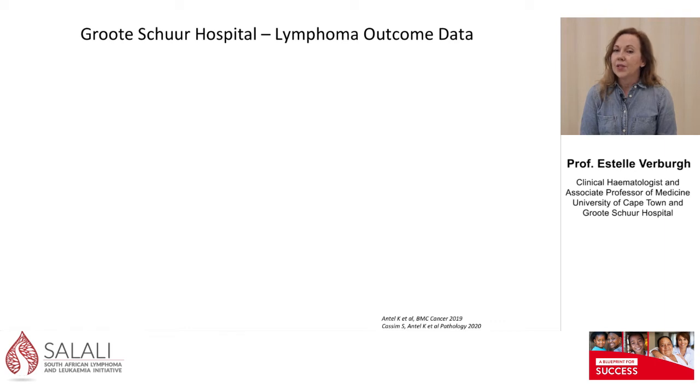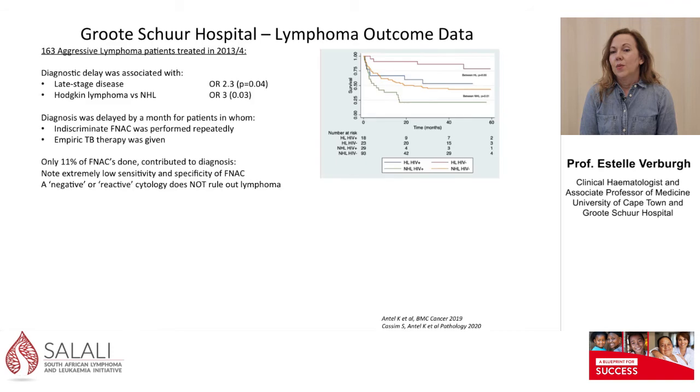So we looked at these 2 diseases in our own setting. And we first looked at our patients with aggressive lymphoma, 163 of them treated a few years ago. And we found that diagnostic delay was associated with late-stage disease, and strangely enough, with Hodgkin lymphoma. And guess why that was? Because Hodgkin lymphoma presents more often with peripheral lymphadenopathy than DLBCL, and where that should have enabled diagnosis, it had exactly the opposite effect, namely, diagnosis was delayed because indiscriminate fine needle aspiration cytology was repeatedly performed in patients with Hodgkin, and empiric TB therapy was given.